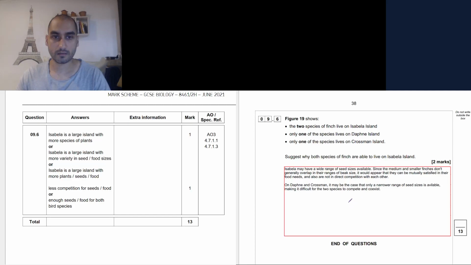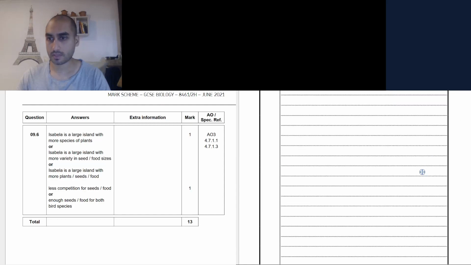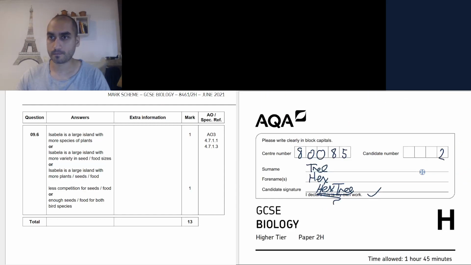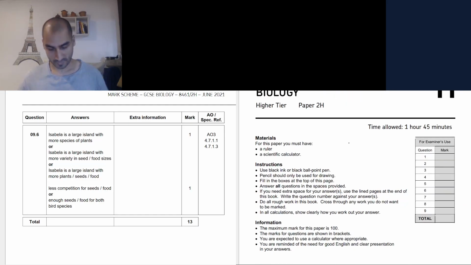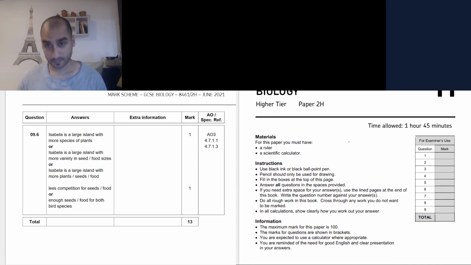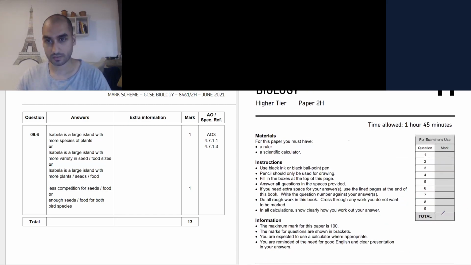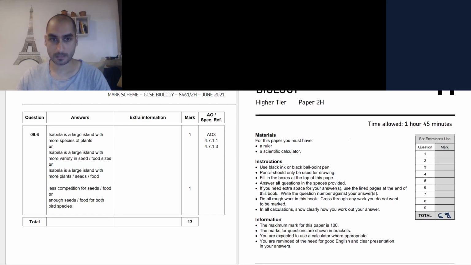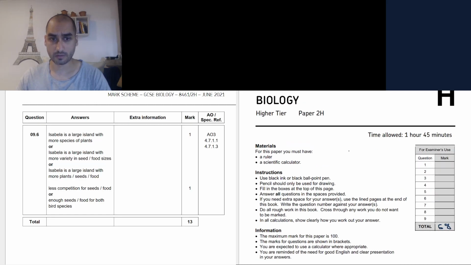Finally. Wide range of seeds available. Yes. Less competition. Yes. Okay. So what did we get? I lost 32 marks. So we got 68. Better than last time, which was 54.